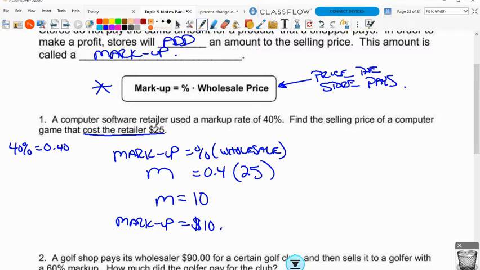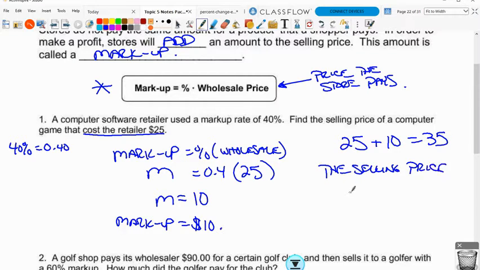That is not how much the store is going to sell it for, and that wouldn't make sense. If the store paid $25, they wouldn't sell it for 10 because they would lose money. No, this is how much that they're going to add to the price before they sell it to you. So to get the selling price, we have to take the wholesale price the store paid, and add on the markup amount, which is $10. 25 plus 10 equals 35. So we can say that the selling price is $35. Again, the store paid $25. They're going to mark it up $10, which means that the shopper is going to pay a total of $35 for the game.